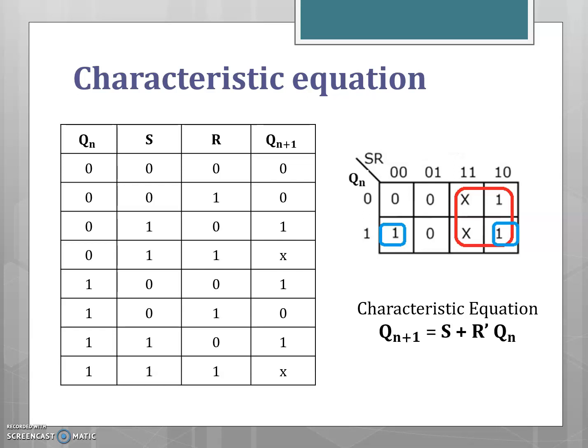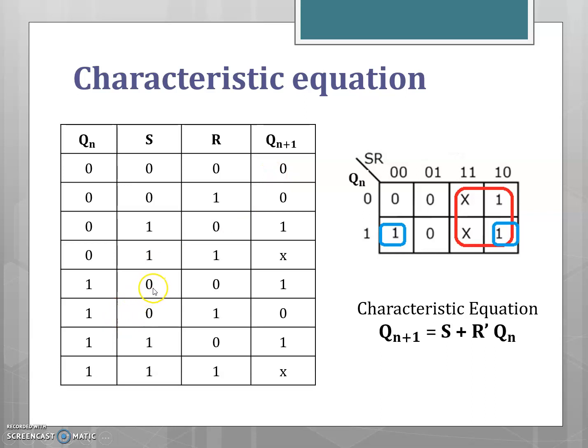Next, deriving the characteristic equation from the characteristic table. In this characteristic table, I have listed Qn representing the present state, and S and R representing the inputs. So there are 8 combinations. For S equal to 0 and R equal to 0, the Qn plus 1 is the same as the present state. In this case Qn is 0, so it is 0.